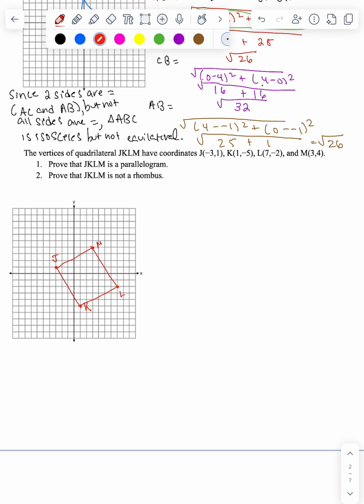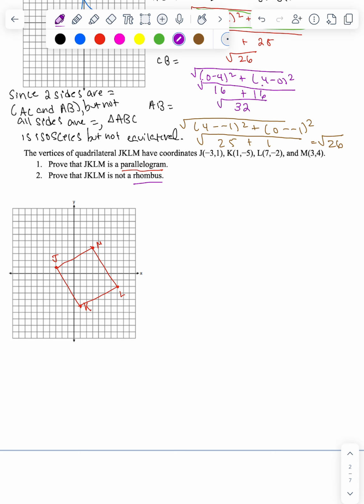So my first part of my proof is to prove that the quadrilateral is a parallelogram. And there's multiple different ways I can do that. But for me, I want to pick the way that's going to make my life in part 2 the easiest. So in part 2, it says to prove that JKLM is not a rhombus. And the first thing that's coming to my mind is that a rhombus is equilateral. So if I can show that it's not equilateral, that consecutive sides are not congruent, then I'll have shown that my parallelogram is not also a rhombus.